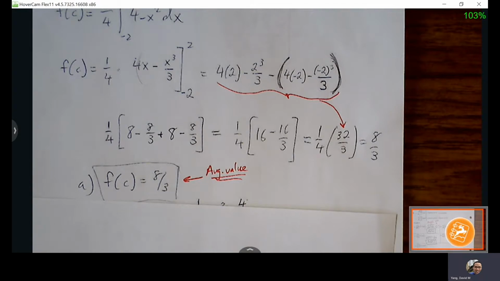So now part B is finding the c-value. Basically, that's saying, I know the graph is going to hit a y value of 8/3 somewhere along the graph. I'm just working backwards to figure out where the x value is for that location. So if we know the y value, we can just set that equal to the function to solve for the x.